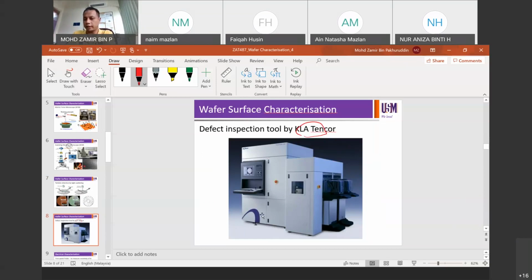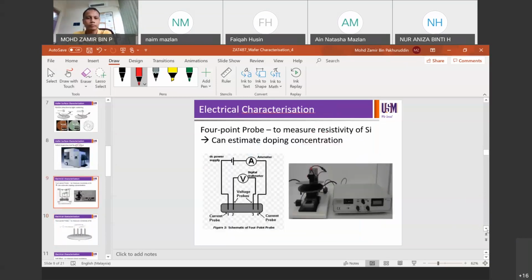And for this particular purpose, KLA Tencor is one of the most common ones. If you talk about electrical characterization, we can use many methods. It can be as simple as a 4-point probe like this one.